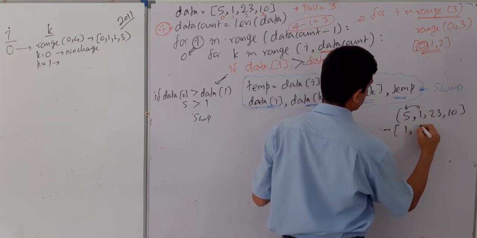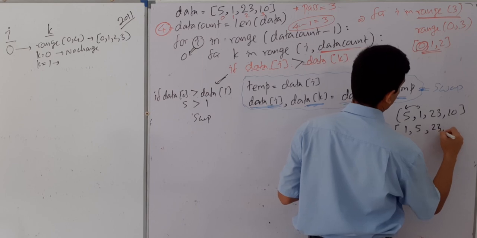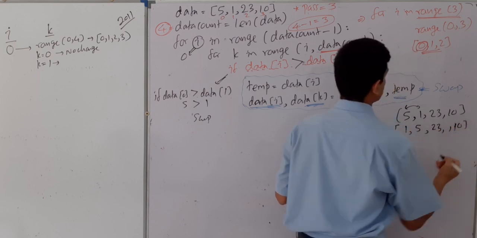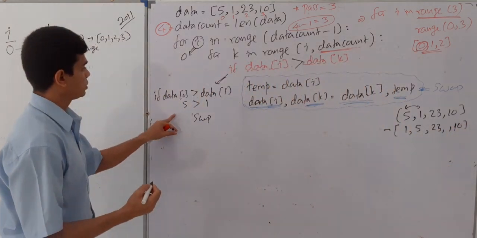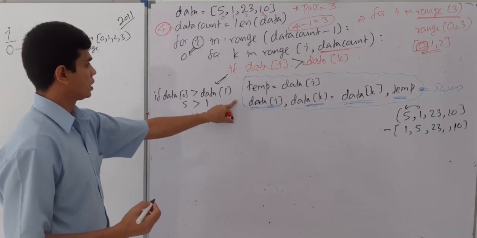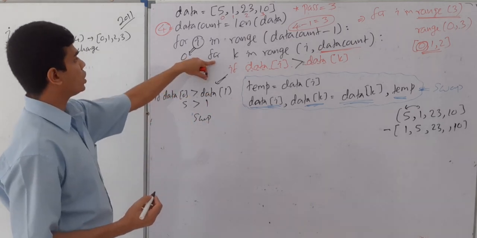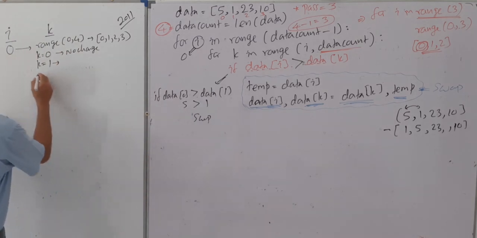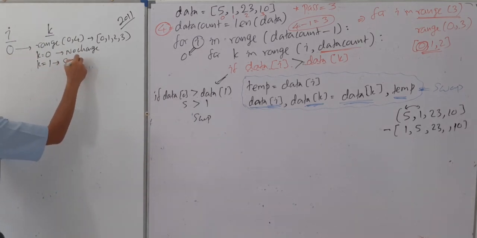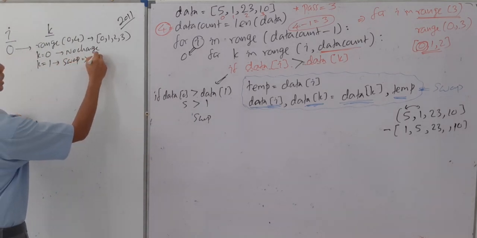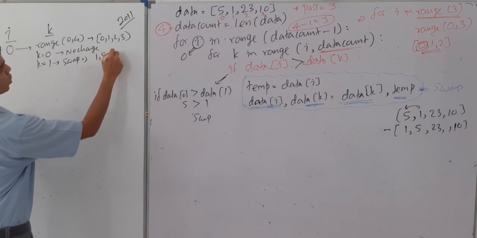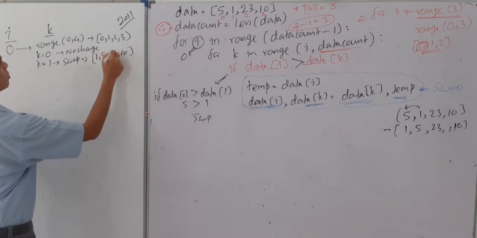So, 1 will come at the front, 5 will be there, 23 and 10 are there. That's the next situation. You understand that? So, we need to swap it. Right. Then, with that swapping, we go to the next line. So, then another time, we have to do the swapping. With the swapping, I'll just rewrite that: 1, 5, 23 and 10 will be there.